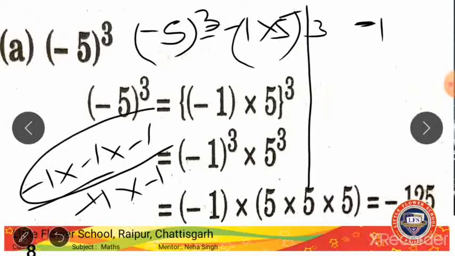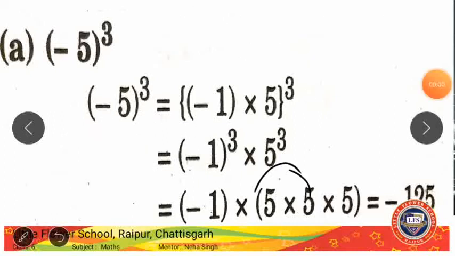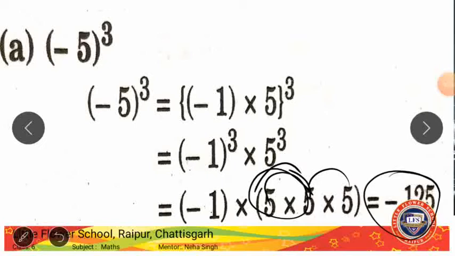So minus 1 power cube is minus 1, and into 5 cube, which is 5 into 5 into 5. 5 into 5 is 25, and 25 into 5 is 125, along with this minus sign. So the answer is minus 125, right?